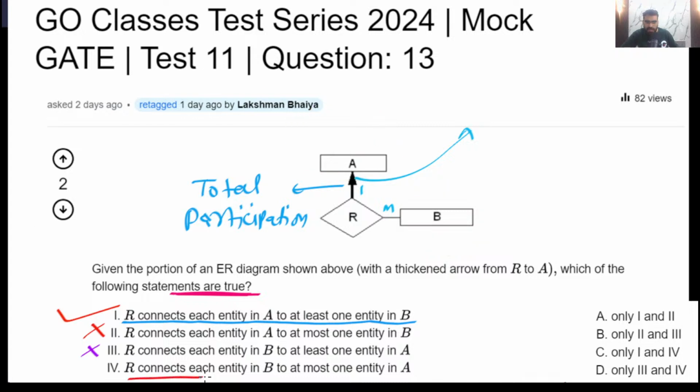Next, R connects each entity of B to at most one entity in A. This statement is correct because there is many to one mapping from B to A here. Also, there is partial participation of B. So finally, you can see the first and fourth statements are correct. Answer will be option C. The question is asking which statement is true. So, quite an easy question. Just give me one second.